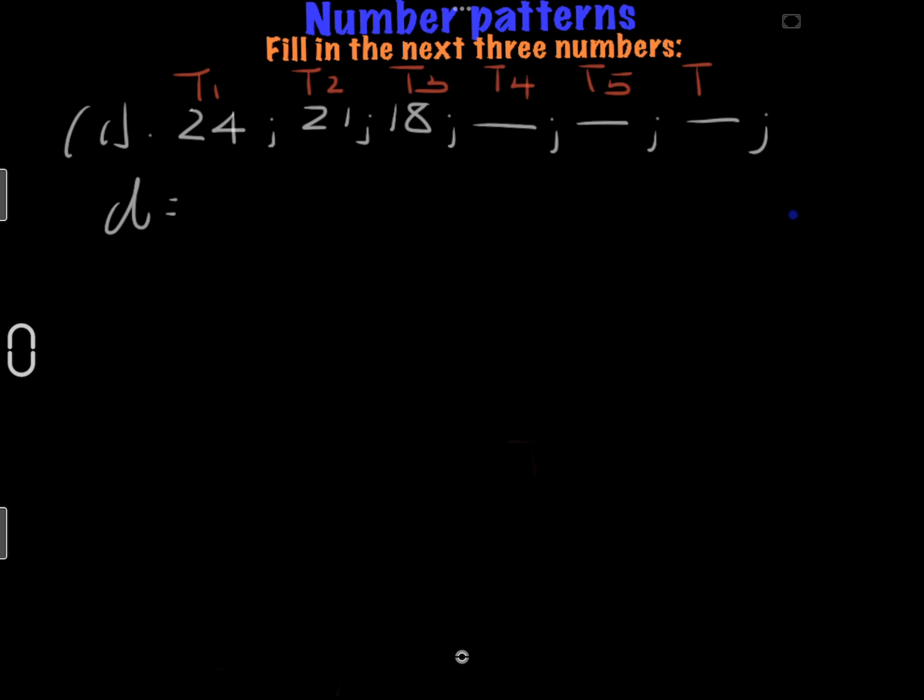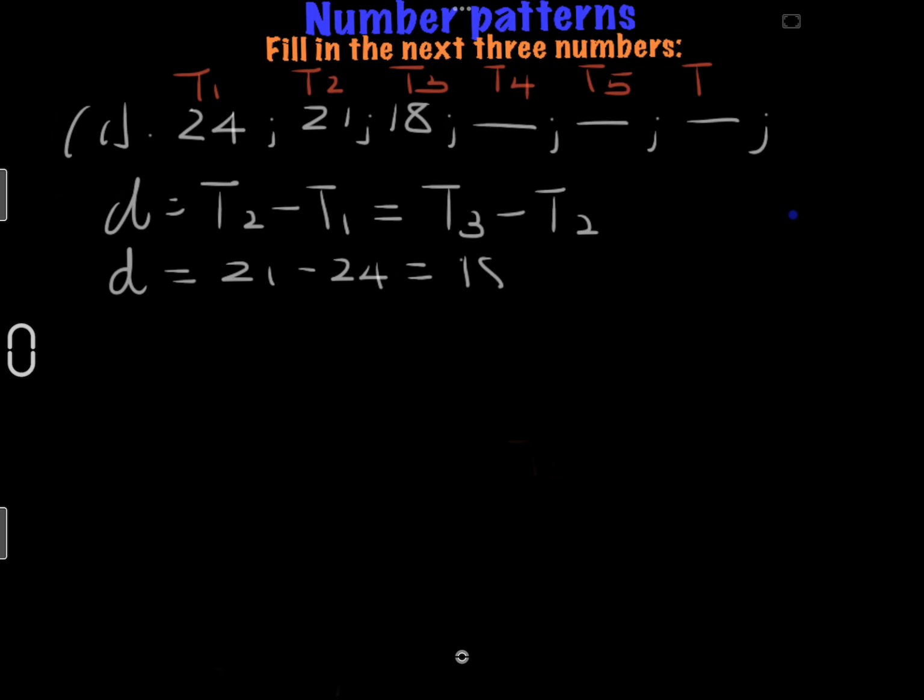D to denote the common difference is to say now term 2, same applies to this sequence as well. We have term 2 minus term 1 should be equal to term 3 minus term 2. D is equal to term 2, here in this case 21, minus term 1, which is 24. Term 3 is 18 minus term 2 is 21. D, common difference, is what we want to find.